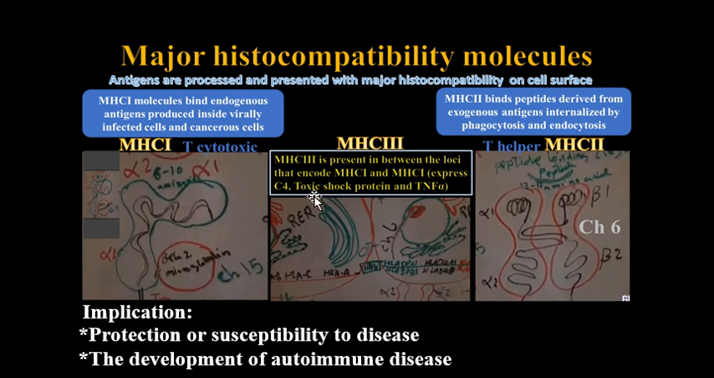However, there is a third class of major histocompatibility. It is known as major histocompatibility class 3, which is encoded by genes present between the loci that encode major histocompatibility class 1 and class 2, and they express soluble substances, for example toxic shock protein and tumor necrosis factor alpha. So major histocompatibility class 1 and 2 molecules are implicated in protection or susceptibility to disease, and also in the development of autoimmune disease.